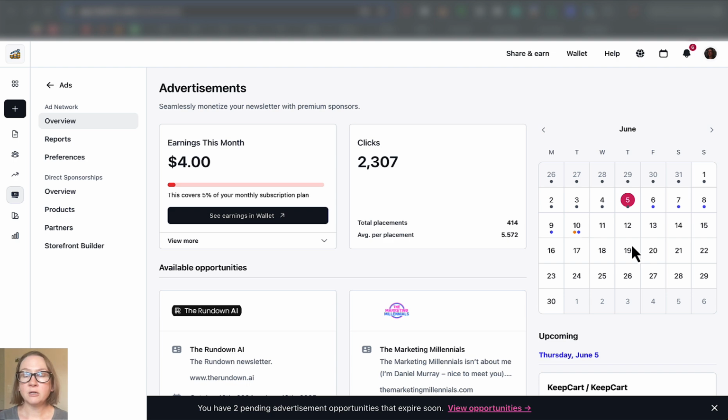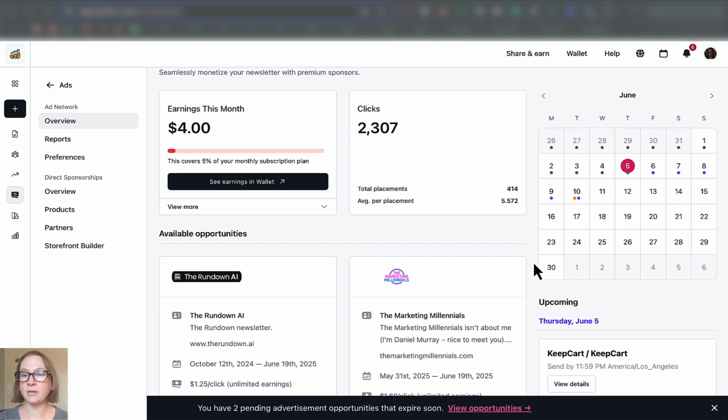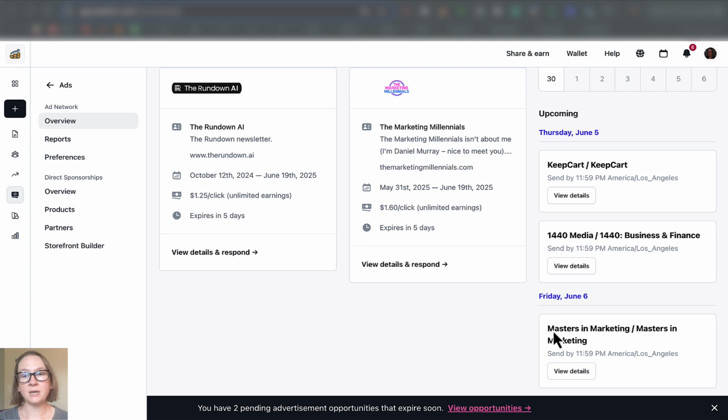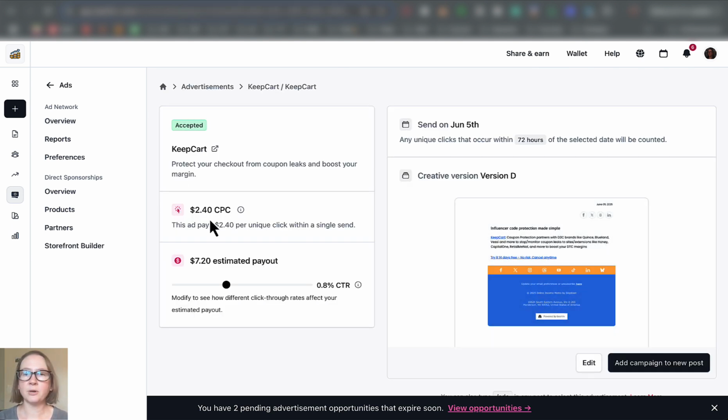This calendar here on the side shows you how many days I already have ads scheduled for my newsletter. You can also see that underneath here. I can show you what this particular one looks like because it does pay a little more, but this is not something you're going to get rich off of, right? So $2.40 per click. Some of the ads in the past have paid out by impressions. I've had a few recently.